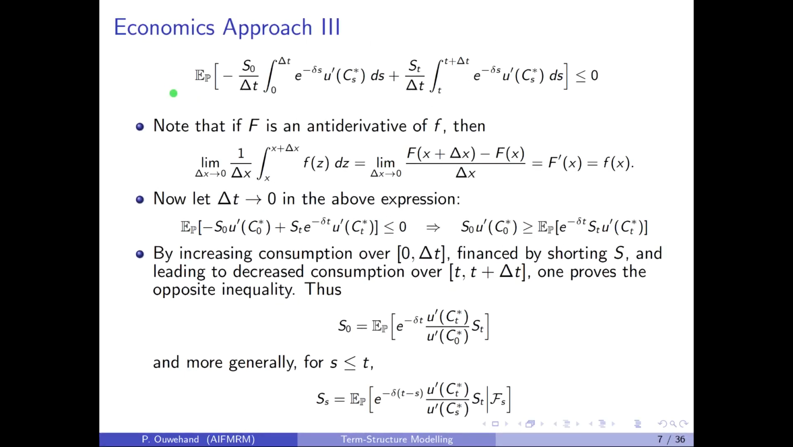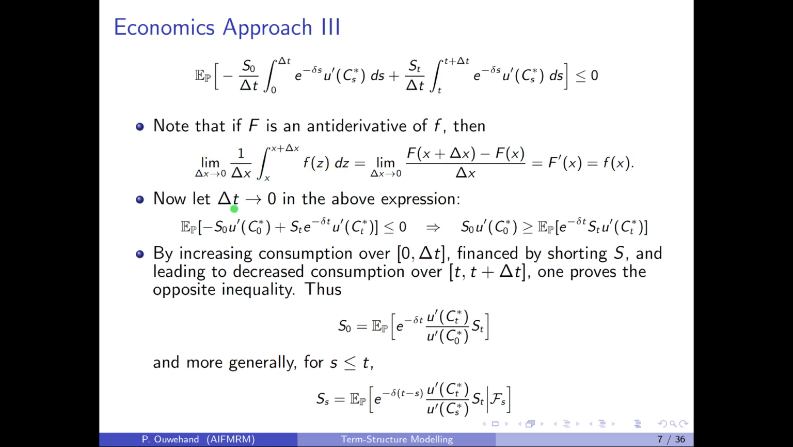So by letting epsilon go to 0, we obtain the following inequality. Now we would like delta t to go to 0. Before we do that, first note that if capital F is an antiderivative of little f, then we have the following limit equal to this limit. This is just the derivative of capital F, which is little f. In particular, the limit on the left is equal to f of x, where we do not need to talk about any derivatives at all.